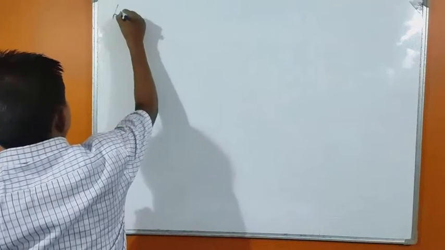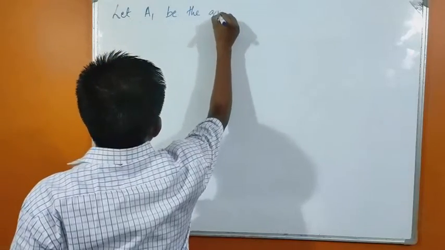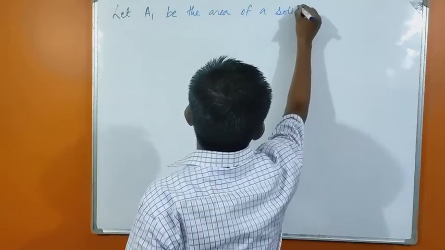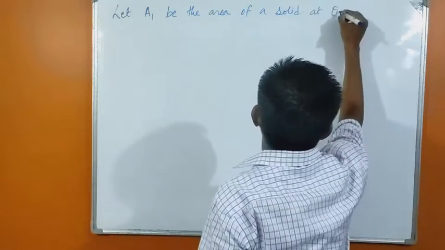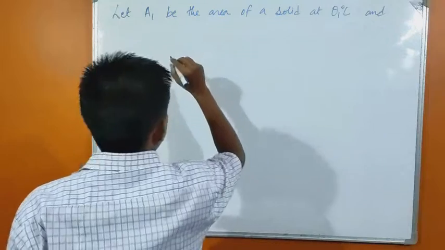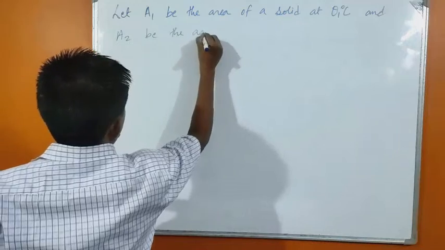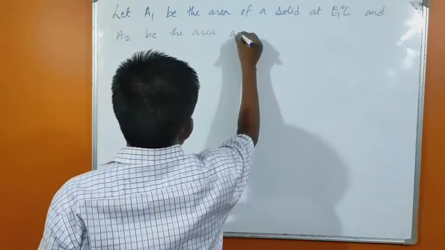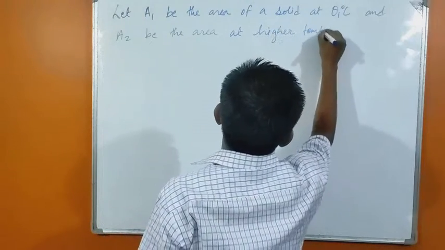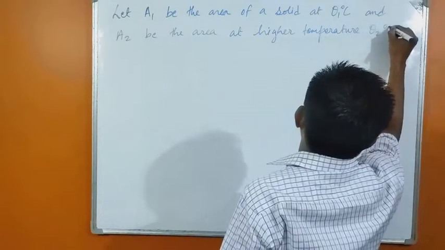Let A1 be the area of a solid at theta 1 degree Celsius and A2 be the area at higher temperature theta 2 degrees Celsius.